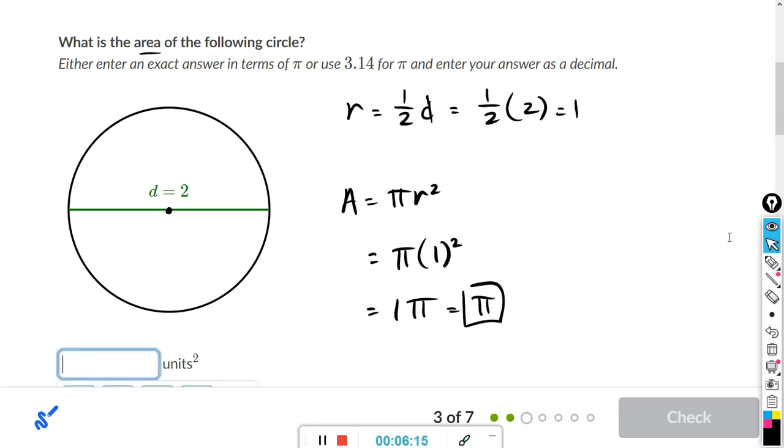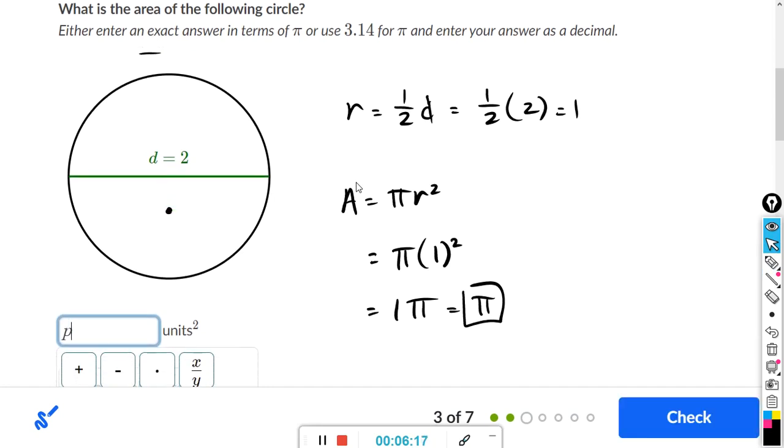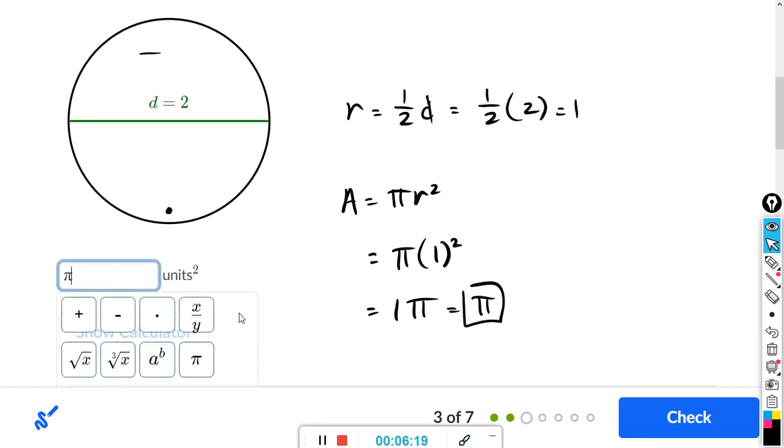So click on the box. Again, you can type pi, and the pi symbol will come up, or you can just click the pi symbol.